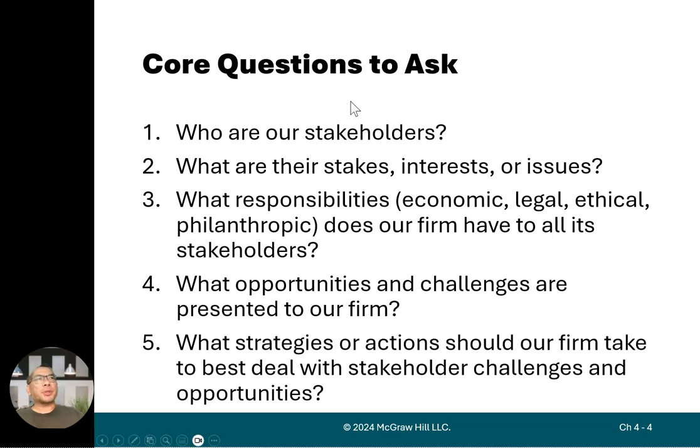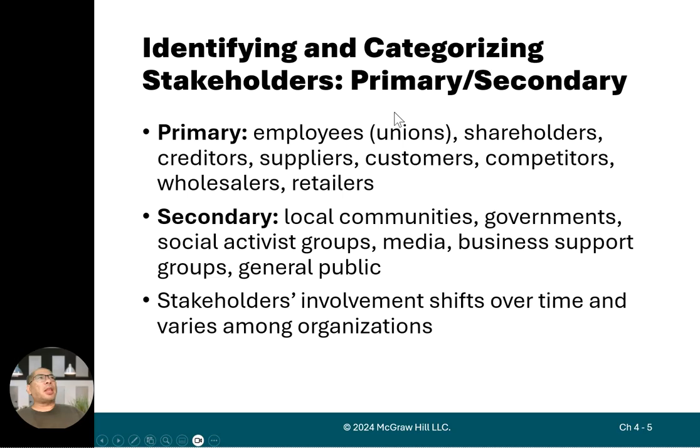The core questions that you need to ask: Who are our stakeholders? What are their stakes, interests and issues? What are their responsibilities in terms of economic, legal, as well as ethical and philanthropic? What responsibilities does our firm have to all its stakeholders? Number four, what are the opportunities and challenges presented to our firm? And then number five, what strategies or actions should the firm take to best deal with the stakeholder challenges?